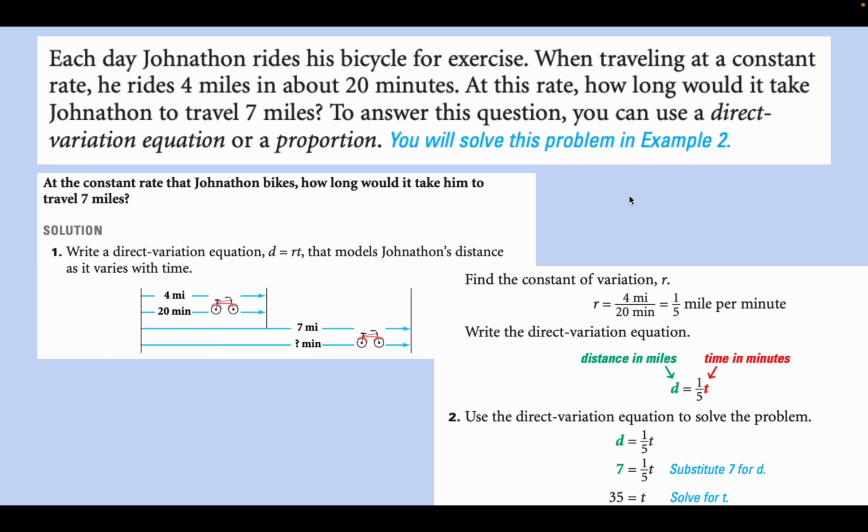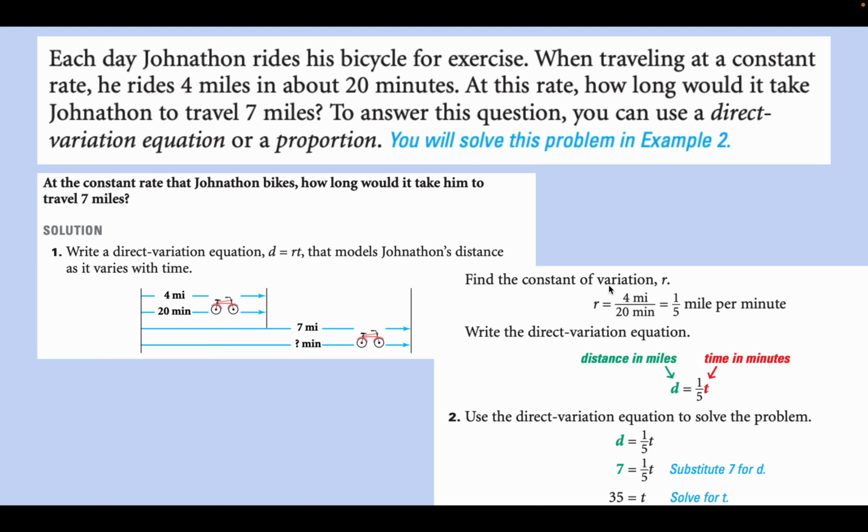You can use a direct variation equation. That is what we're going to do. So at a constant rate that Jonathan bikes, how long would it take him to travel 7 miles? So write a direct variation equation. Because we're dealing with distance, rate, and time here, we're going to use d equals rt. But remember, this is the same thing as y equals kx. And we know that rate here is our modifier because it's in the place of the k. And as we know, 4 miles in 20 minutes, 7 miles in how many minutes? So we're modifying the rate.